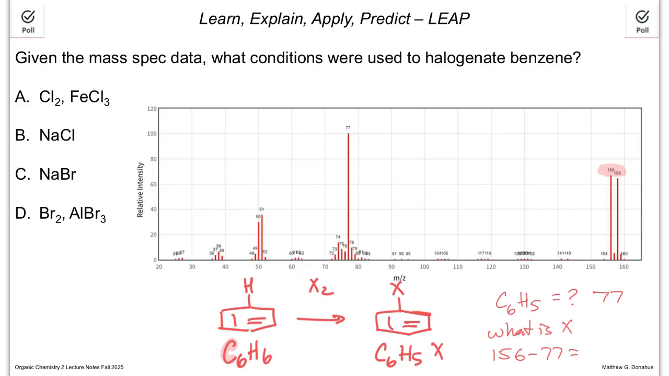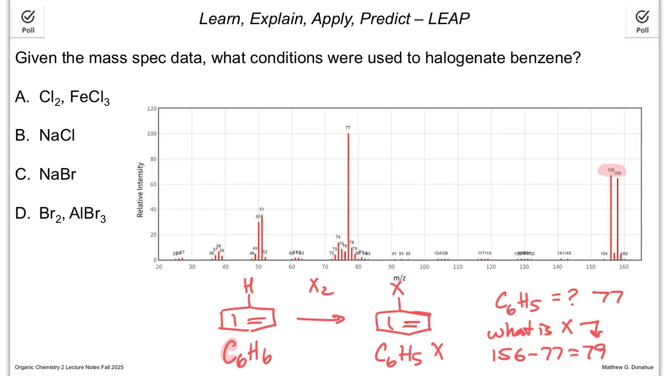So what's 156 minus 77? So what is x? What? A little louder. Not only can't I see, I'm a little hard of hearing. Bromine. So x has to be bromine.